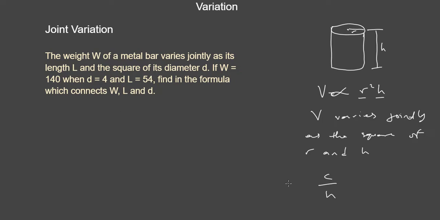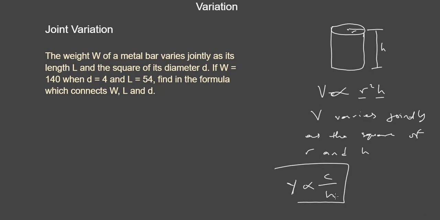Maybe let's say Y is proportional to C over H. So this is also joint variation because you have this Y jointly determined by C over H. So when the relation between those two variables, when you are multiplying or dividing, and they are jointly telling you the value of a given variable, we call that joint variation. So this is just a very nice illustration of what joint variation is all about.